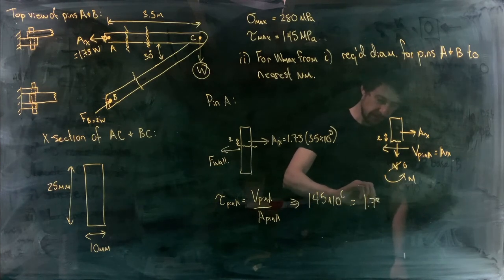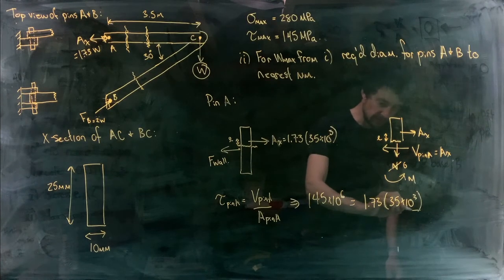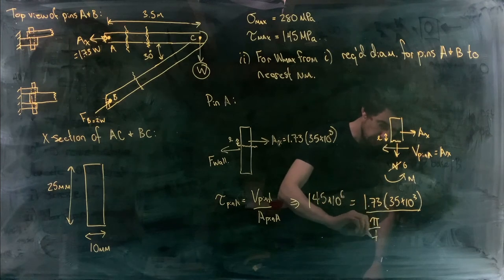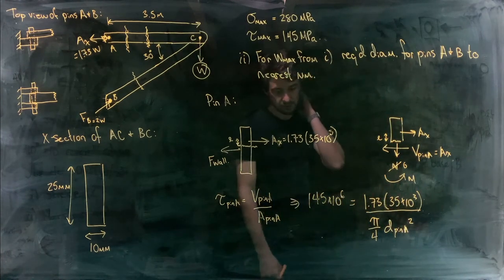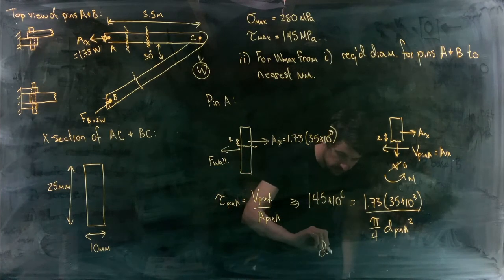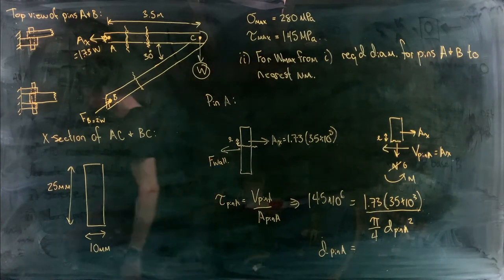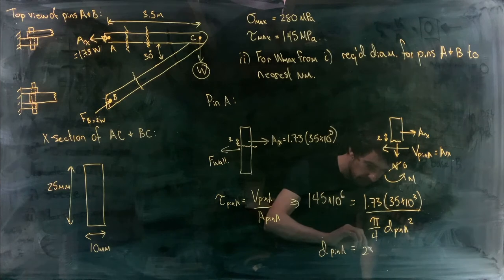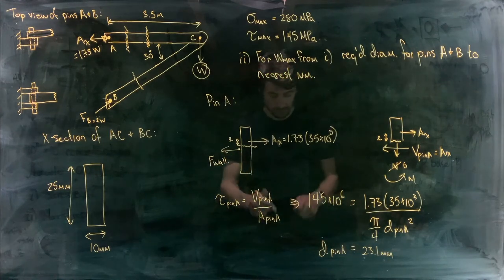so 1.73 times 35 times 10 to the 3, again putting that into newtons. So we've got pascals, newtons, meters, and then pi over 4, the diameter of pin A squared. Pi over 4 d squared, same as pi r squared. Okay, so out of that we get the diameter of pin A, and it's going to come out in meters, and we convert that into millimeters. Millimeters is the number that I got when I did this. Again, it comes out in meters, multiply it by 1,000 to get millimeters.